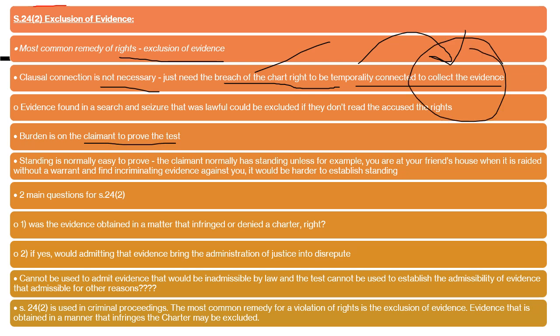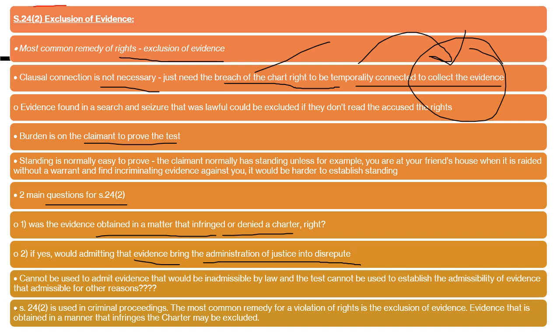The burden is on the claimant to prove the test. The standard is normally easy to prove. Two main questions for Section 24(2). Was the evidence obtained in a manner that infringed the Charter right? If yes, would admitting that evidence bring the administration of justice into disrepute? So it cannot be used to admit evidence that would be inadmissible by law. The test cannot be used to establish admissibility of evidence that is inadmissible for other reasons.